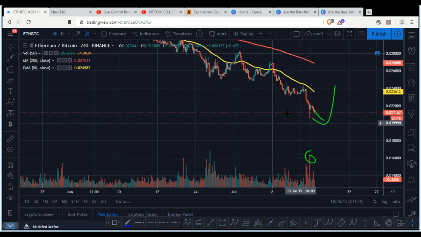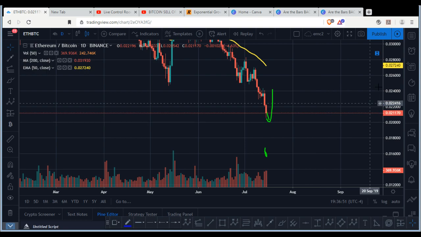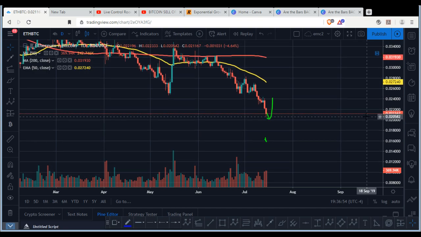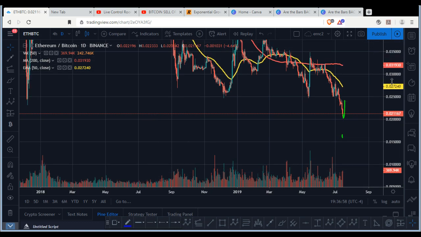I'm looking for Ether to reverse at least very shortly, but we're gonna come back down to Ether later on. We're gonna come back and talk about Ether later. Let's go ahead and take a look at XRP.